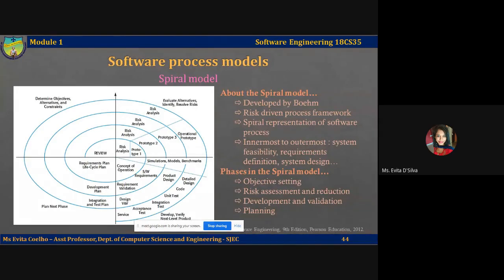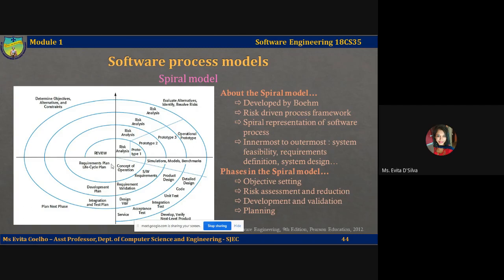In this lecture video, we will talk about the third software process model, that is, the spiral model. A risk-driven software process framework, that is, the spiral model, was proposed by Boehm. The software process here is represented as a spiral rather than a sequence of activities with backtracking or feedback between the activities. Each loop in the spiral indicated in the figure represents a phase of the software process.